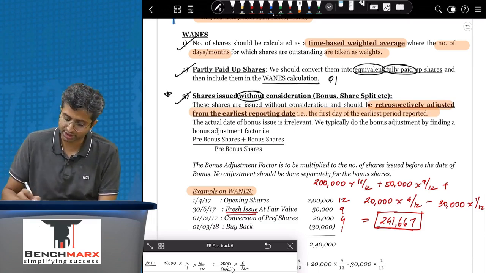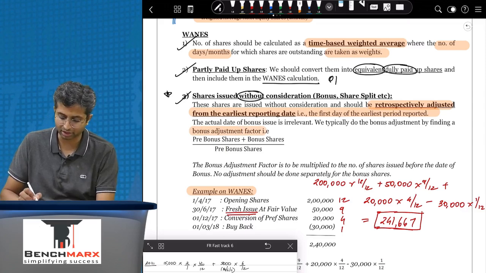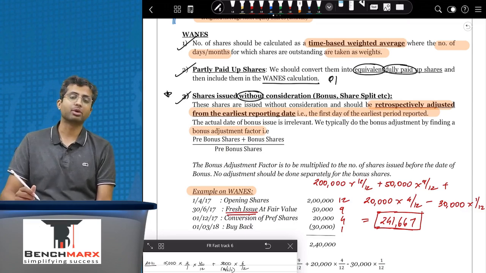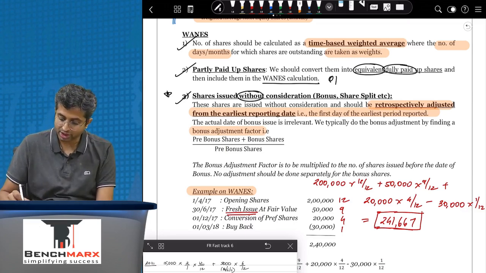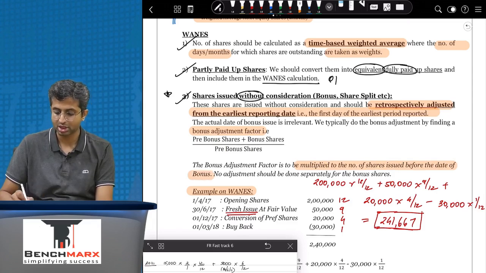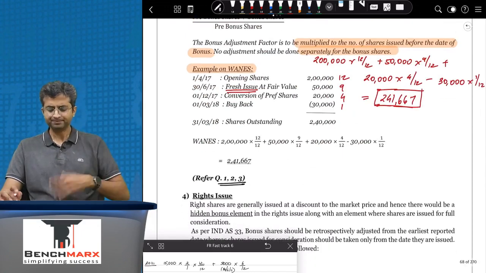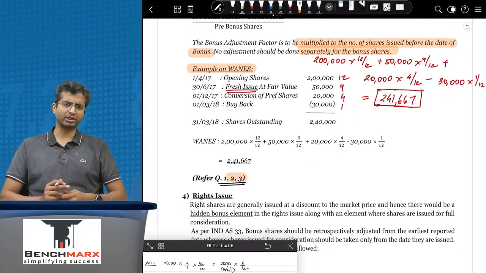We typically do the bonus adjustment by finding a bonus adjustment factor, that is the total shares post bonus upon the number of shares pre-bonus. The bonus adjustment factor should be multiplied to the number of shares issued before the date of bonus. No adjustment should be done separately for the bonus shares, for which we have done 2 and 3.